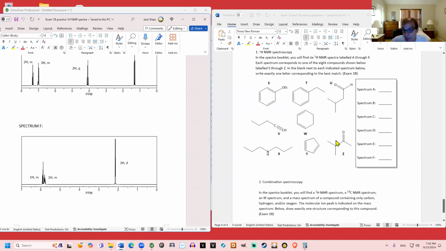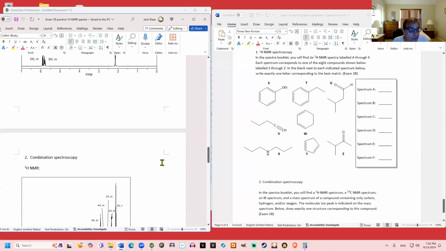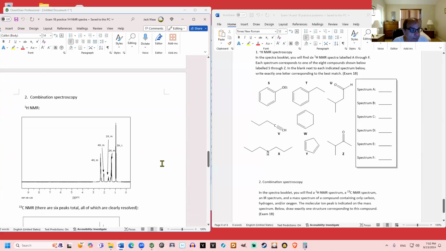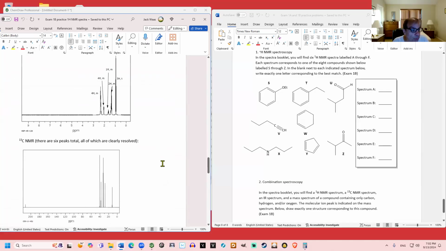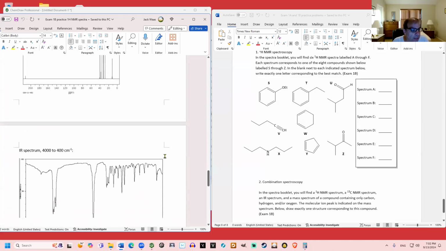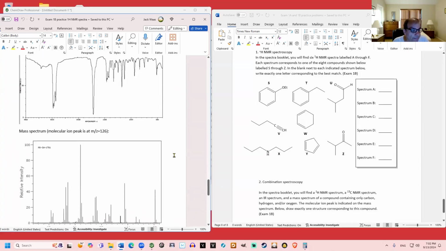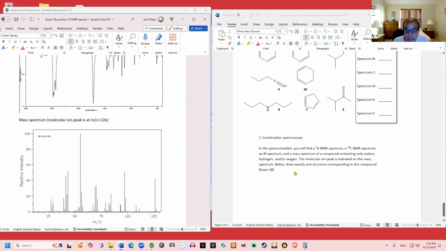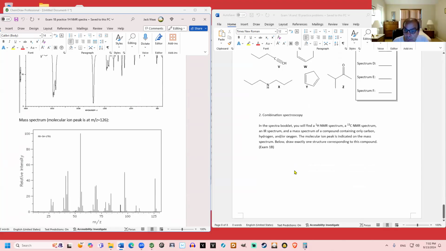No relation to the compound W that you can buy in the drugstore. That's completely different. And after this, we have our combination spectroscopy problem, in which we're given a proton NMR, a carbon NMR, an IR spectrum, and a mass spectrum, and asked to come up with the structure.